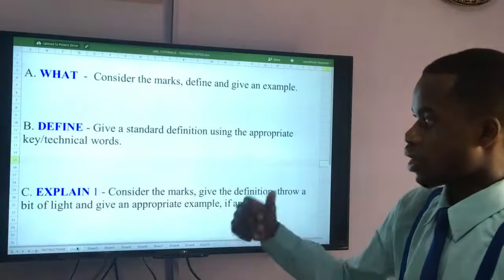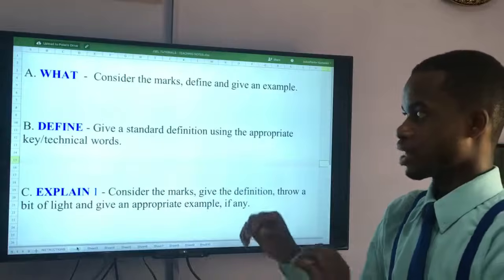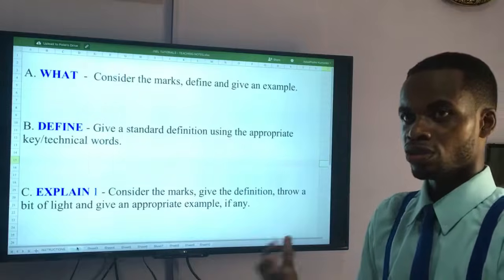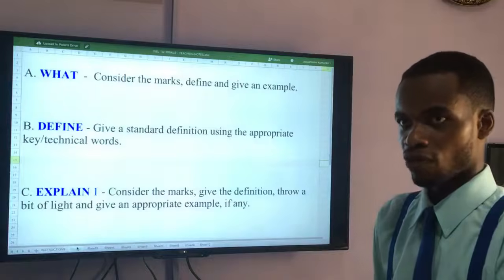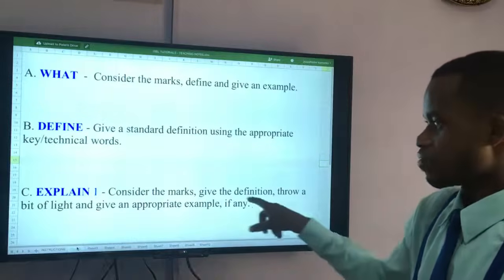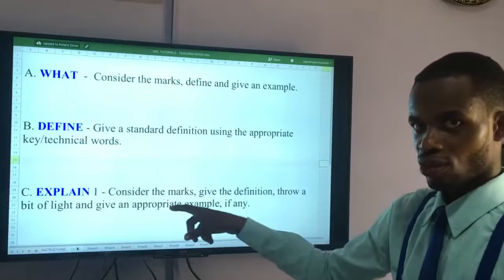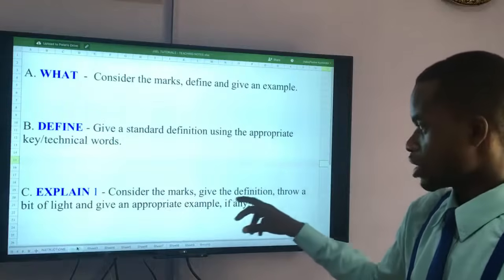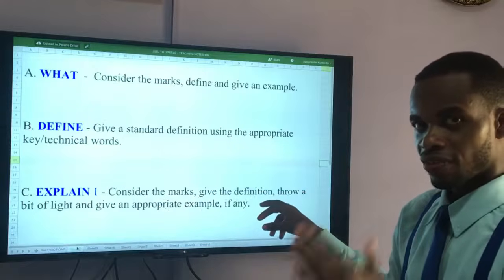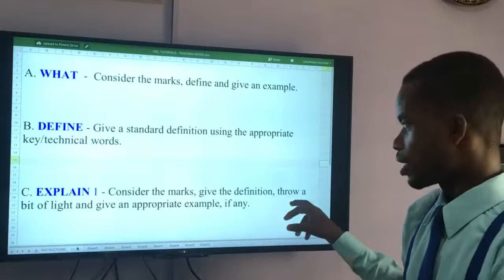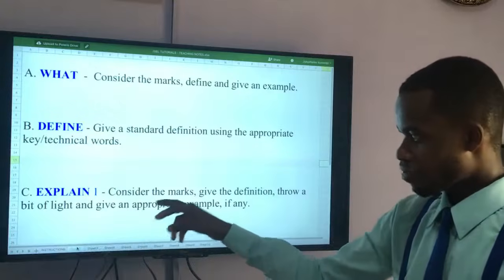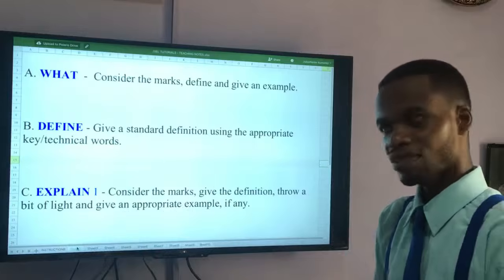Now you have defined productivity, you have gotten your 2 marks, but for explain, you should probably expect something like 4 marks or 3 marks. So with that, you give the definition, considering the marks. You are looking at the 4 marks, then you give the definition, which is productivity can be defined as the output per man hour, and then you do what? Throw a bit of light and give an appropriate example, if any.